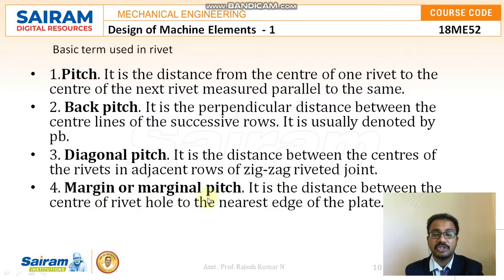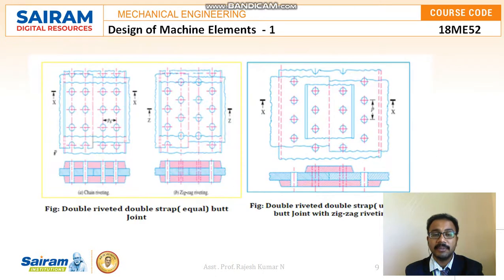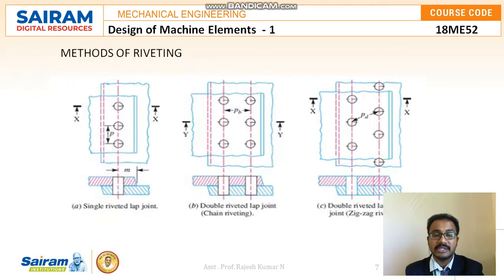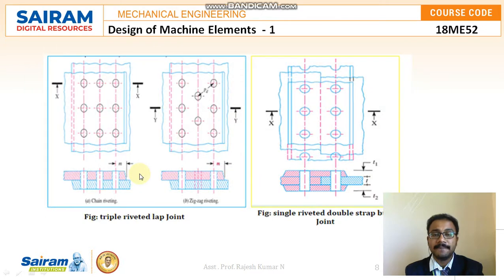And the next one is the margin, or marginal pitch, which is the distance between the center of the rivet hole to the nearest edge of the plate. Here you can see this particular example where the distance from the center of the rivet axis to the edge of the plate is the margin, and the thickness is mainly T. Sometimes it is denoted as small t, and sometimes as small h, and we have h1 or h2 or t1 or t2, which indicate the thickness of the cover plates or the straps, which we usually use for the butt joints.